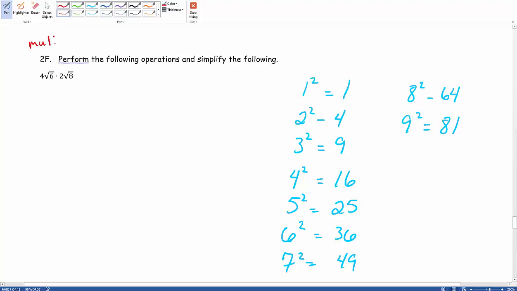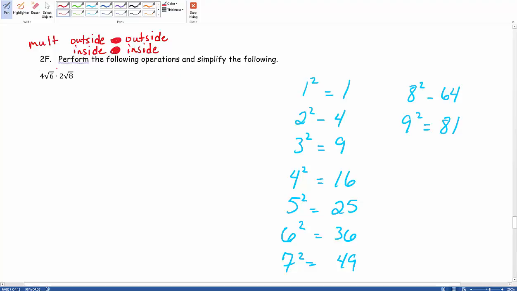So again, we're going to multiply the outside with the outside. And then the inside with the inside. So multiply the outside with the outside and the inside with the inside.